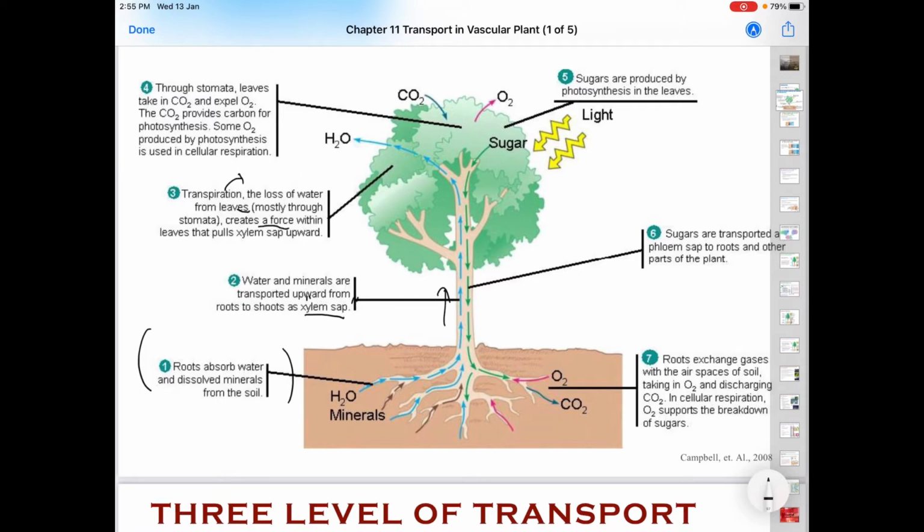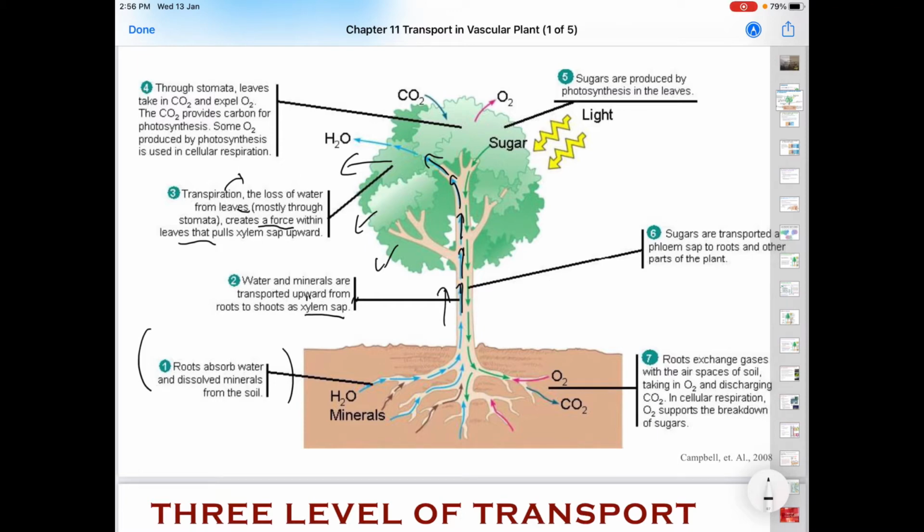So this transpiration process will create a force within the leaf that pulls the xylem sap upward. So when the water starts releasing outside to the environment, it causes the forces from below, so that the water will be carried upward, due to the transpiration pull. Later we will discuss in detail the transpiration pull.